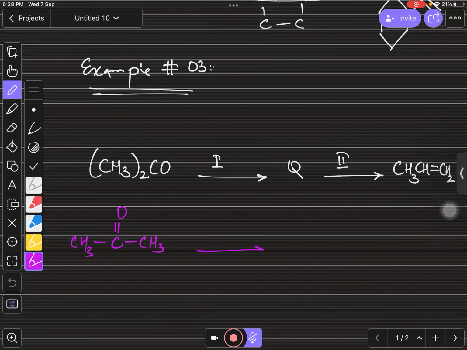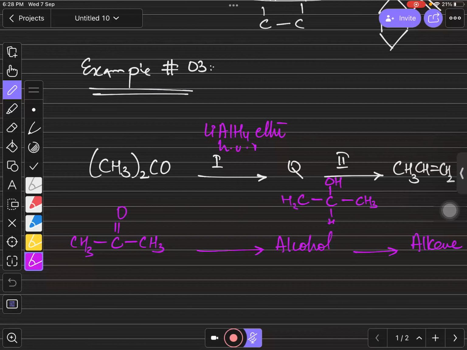So a ketone can only be converted into alcohol, and then alcohol can only be converted into alkenes, right? So you need to remember this set of conversions. If you remember this, you know that you need to add lithium aluminum hydride in ether and heat under reflux to convert this into alcohol. So this carbon oxygen double bond is going to break, and OH and H are going to be added over here, which forms a secondary alcohol.